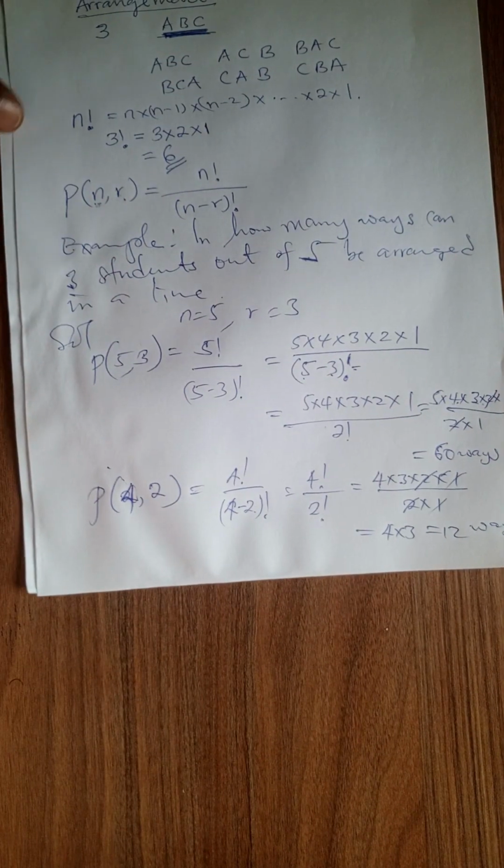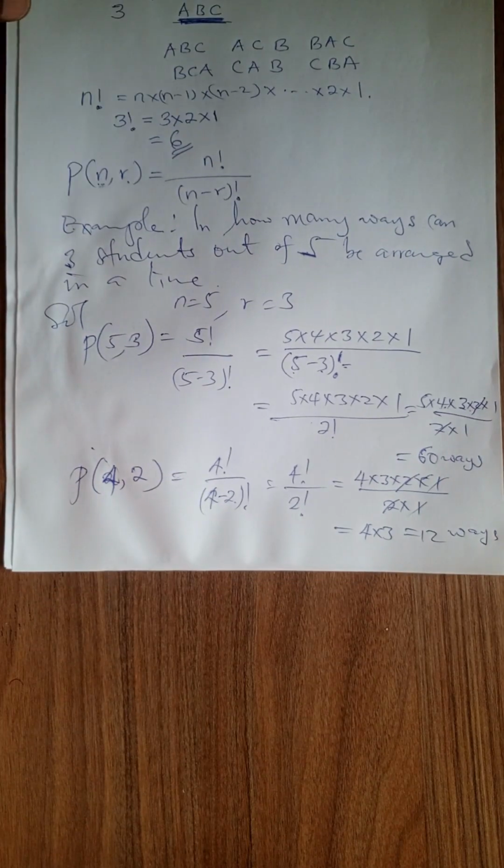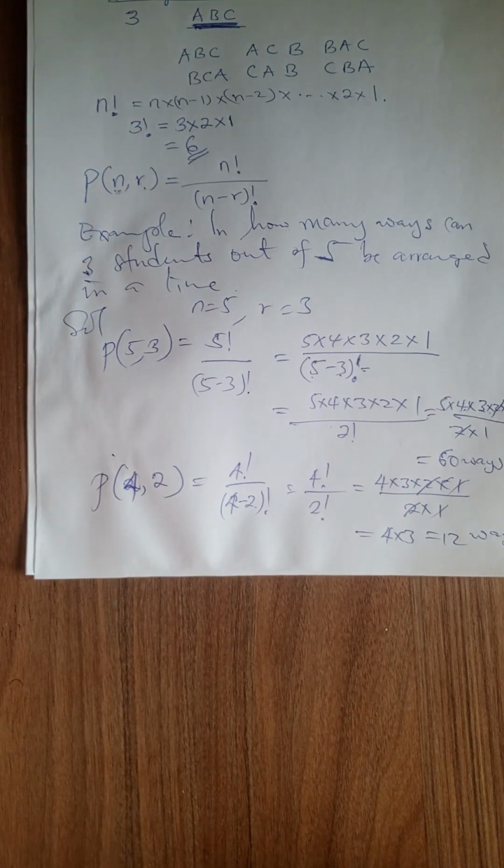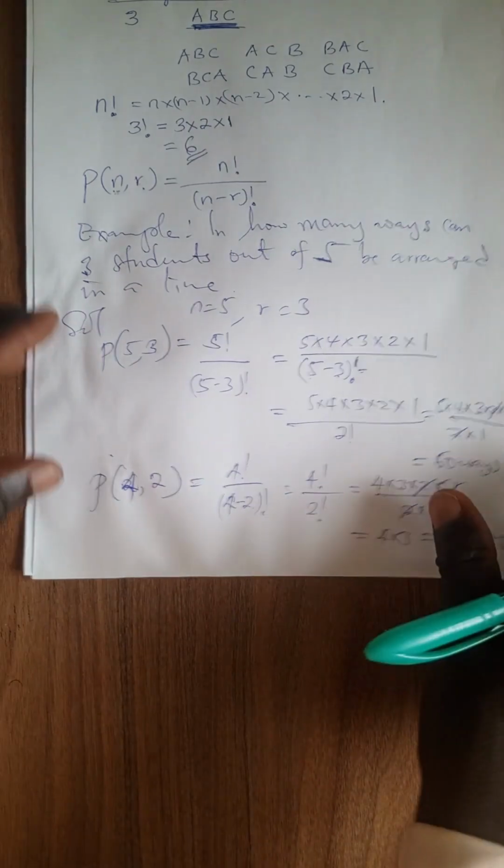That is the number of ways of arranging 4 students, arranging them into 2. The number of ways of this arrangement. And so we have another concept, the second concept, which is the combination.